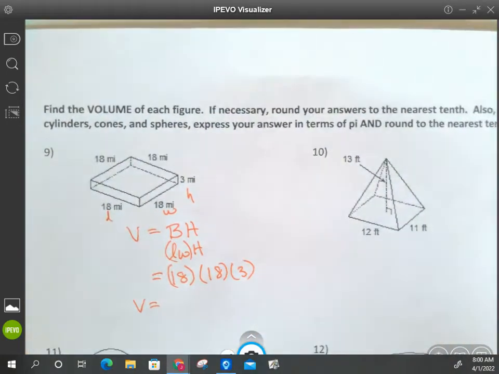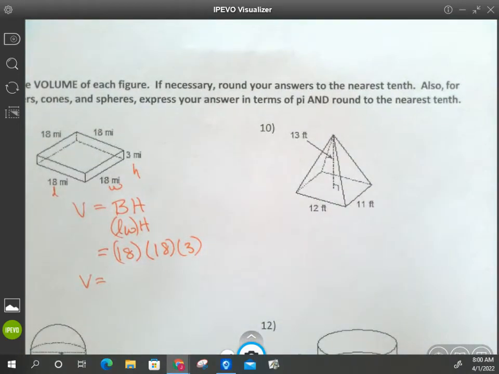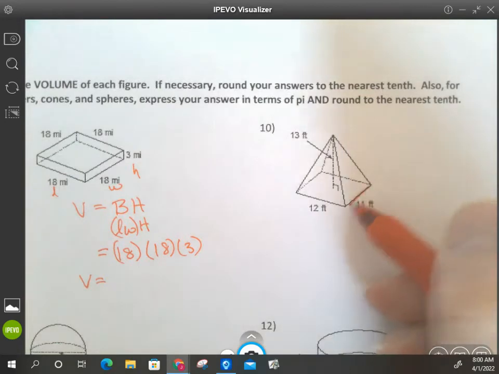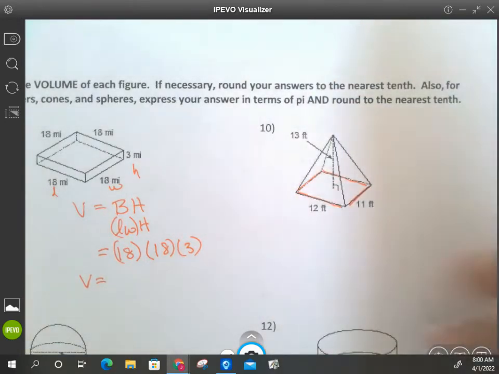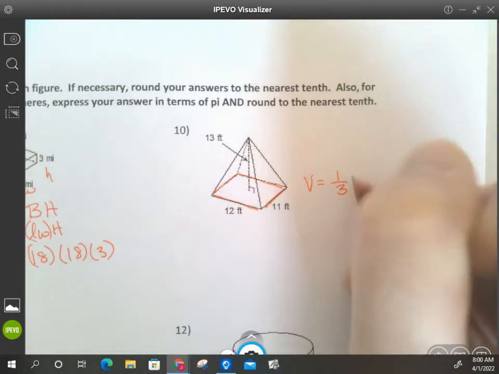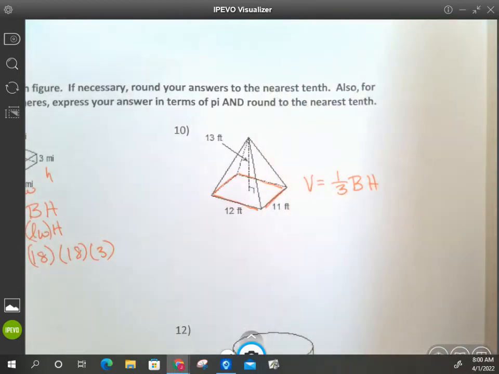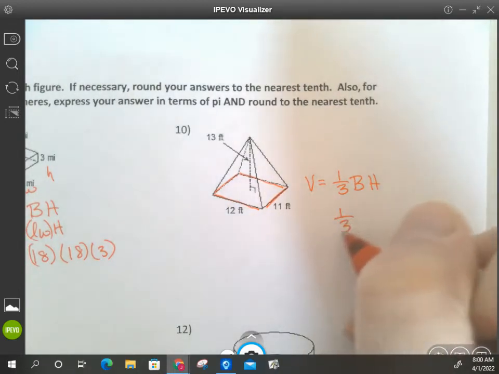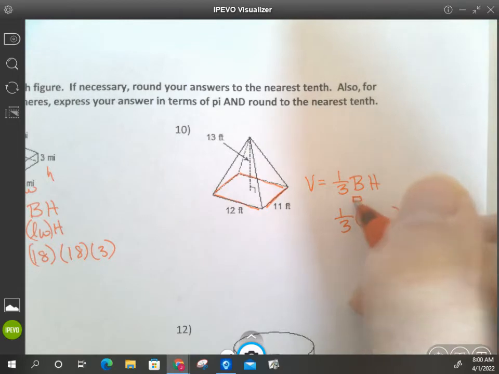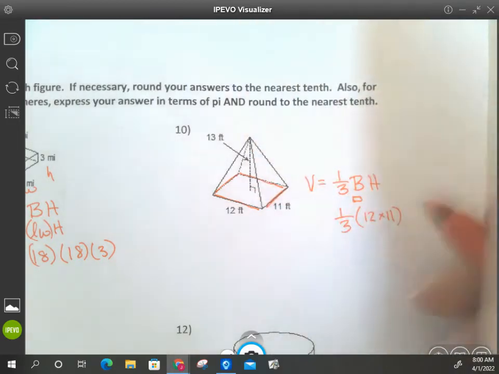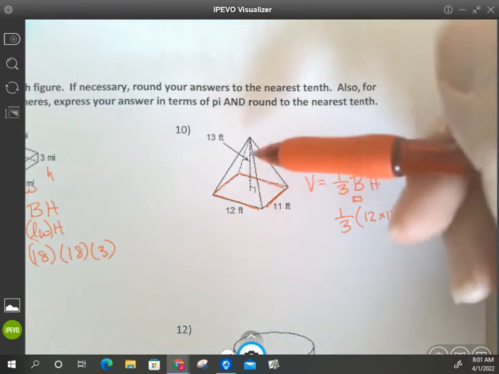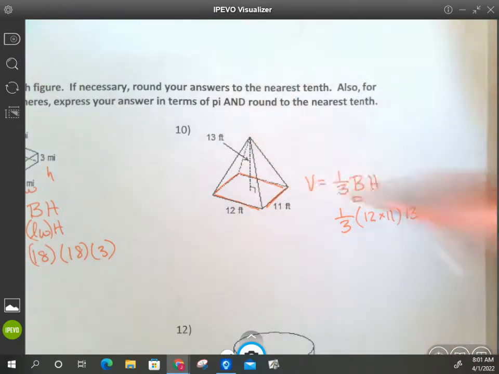All right, now what's my next shape? You know, I was thinking square at first, but look at the sides. It's not square. It is a rectangular, but that's not a big deal. It's going to be the same idea. Volume equals, but this is going to be 1/3 base times height. So it's going to be 1/3, and the base is a rectangle, which is 12 by 11, and the height is 13. Again, I want that altitude, not the lateral or slant height.